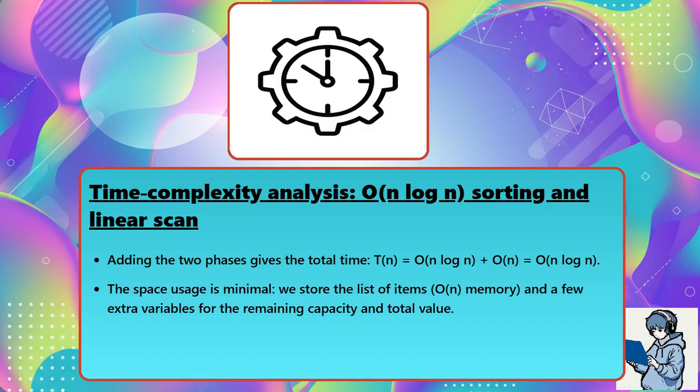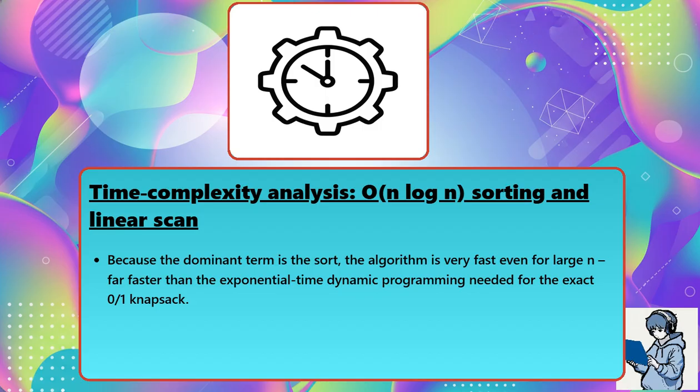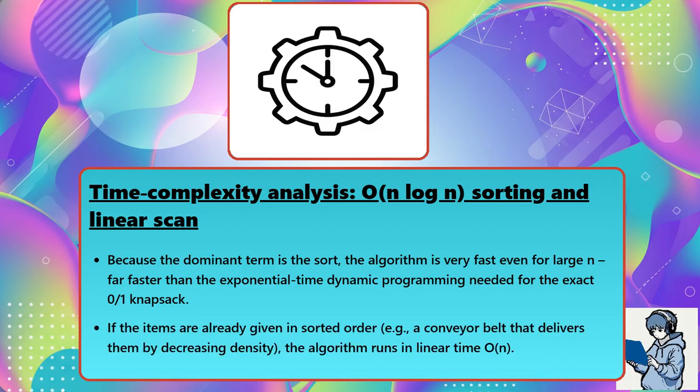The space usage is minimal. We store the list of items, O(n) memory, and a few extra variables for the remaining capacity and total value. Because the dominant term is the sort, the algorithm is very fast even for large n, far faster than the exponential time dynamic programming needed for the exact 0-1 knapsack. If the items are already given in sorted order, for example a conveyor belt that delivers them by decreasing density, the algorithm runs in linear time, O(n).